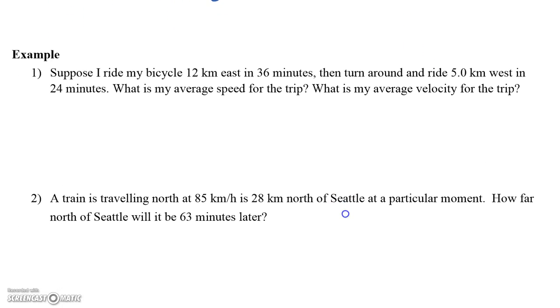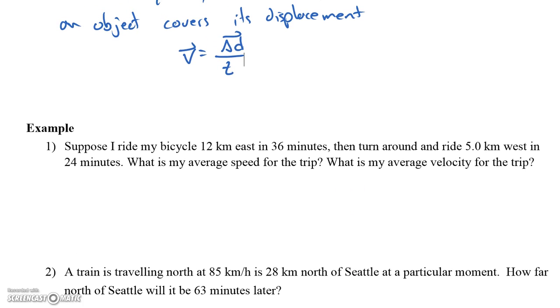So let's take a look at the first example. We'll set it up and I'll leave the calculations to go over in class. So I ride the bicycle 12 kilometers east in 36 minutes, then turn around and ride 5 kilometers west in 24 minutes. So our distance, 12 kilometers plus 5 kilometers, gives us 17 total kilometers. Time, well, 36 minutes plus 24 minutes, so that's 60 minutes, which we can also write as 1 hour. So we can get our answer into kilometers an hour, a little better than kilometers a minute.